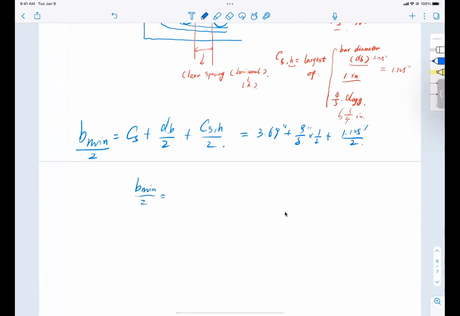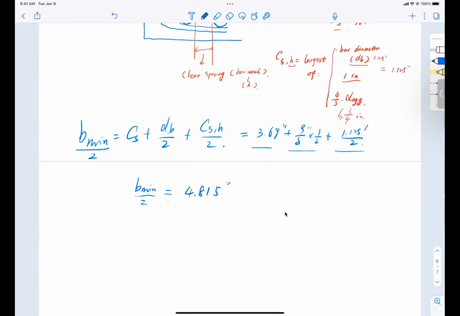3.69 plus 9/8 multiplied by half and 1.125 divided by 2. What do I have? Punch in the number. Let's see what you have. Larger, please. 4.815. 4.815. Very good.